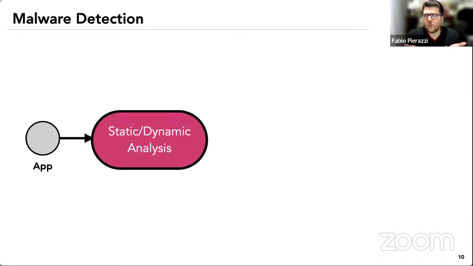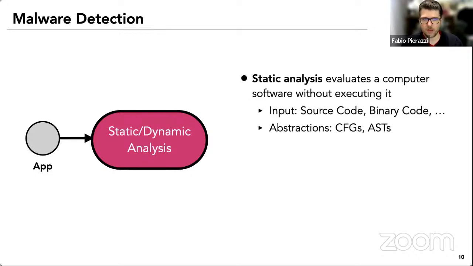And the first thing that we want to do is perform some static and dynamic analysis on them, because at the end of the day, they're kind of a bubble of bytes. And we want to extract some more high-level information to know more about their behaviors. In static analysis, basically, we evaluate the computer software without executing it. In a sense, we could take an Android APK. It could be source code, a binary executable, and we can try to represent the behavior of the program through abstractions such as control flow graphs and abstract syntax trees.